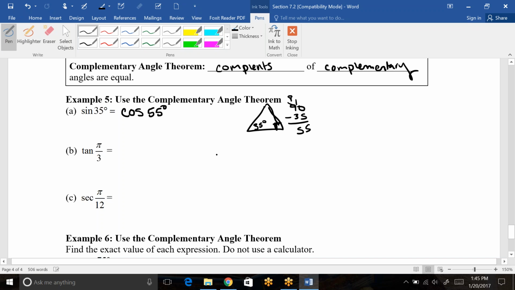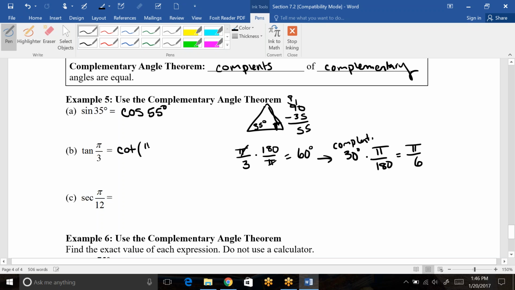Pi over 3, you have to remember what that references. If you want, you can convert that to an angle if that helps you. So remember, multiply it by 180 over pi. That is 60 degrees. So that means that to make this complementary, we'd have to be talking about a 30-degree angle because that would add to 90 degrees. And then I would want it in radians since they used radians. So 30 times pi over 180, we have to do it the opposite way to go backwards, is pi over 6. So tangent would be cotangent of pi over 6.